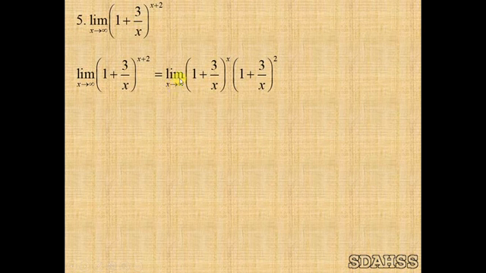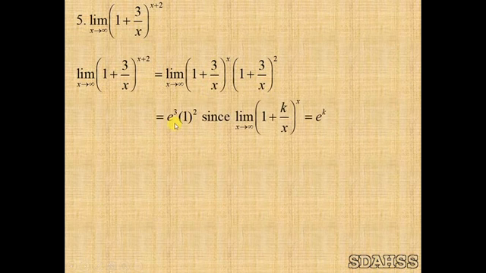So this can be written as (1 + 3/x)^x into (1 + 3/x)^2, which is equal to, now this is of the form limit x tends to infinity (1 + k/x)^x. Its formula is e^k. Here k is equal to 3. So this can be written as e^3.